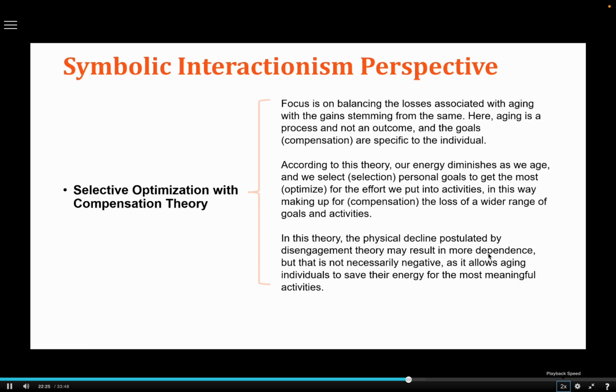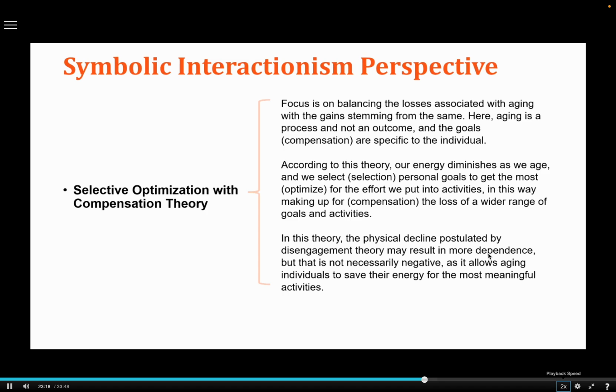The selective optimization with compensation theory might seem a little bit more complicated, but the main idea for you to take away is that researchers are focusing on how individuals make sense of their later stages of life, when they are elderly and more senior. They make sense of that by balancing the losses associated with aging, the things that they may have lost because they have grown older, with what they have gained in life and from this change.